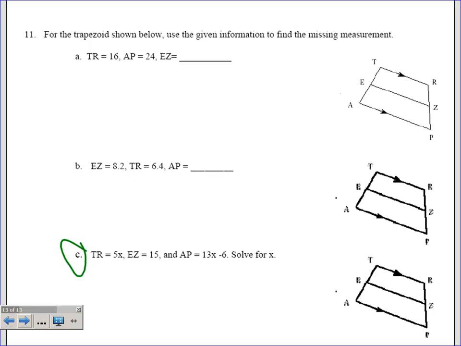It says that TR, that is right here, is 5x. It says EZ is 15, that's kind of funny. And then AP, the bottom, is 13x minus 6. Okay. How do I set this up for part C? What's the relationship that exists with mid-segments?